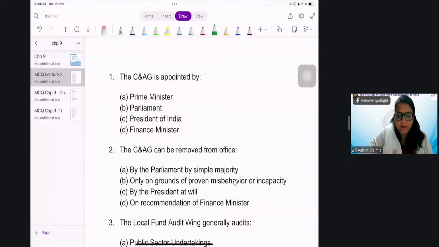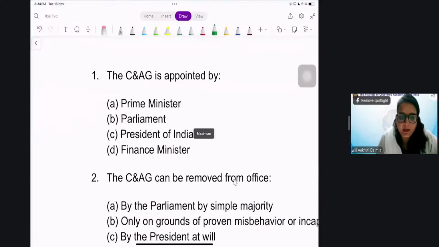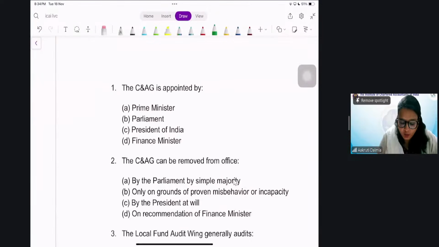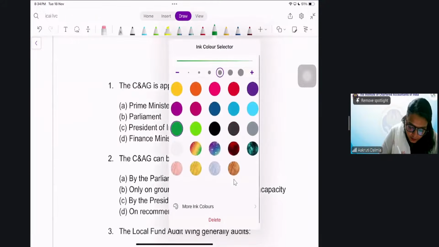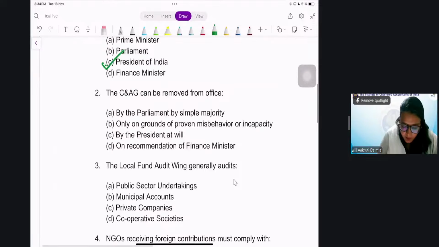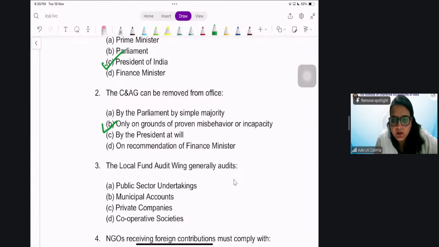We'll quickly do some MCQs just for the whole chapter 9 revision. Very quick, less than 1 minute. I want you to give answers quickly. C&AG is appointed by, you should not forget what you studied first. C&AG is appointed by the President of India. C&AG can be removed from office only on grounds of proven misbehavior and incapacity.